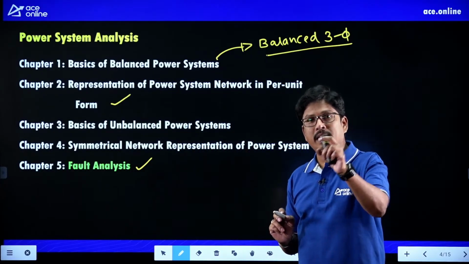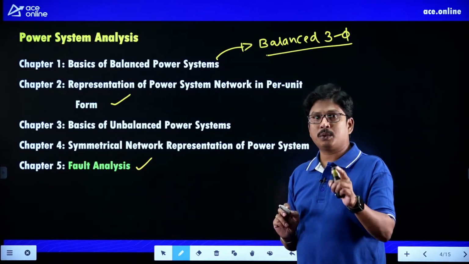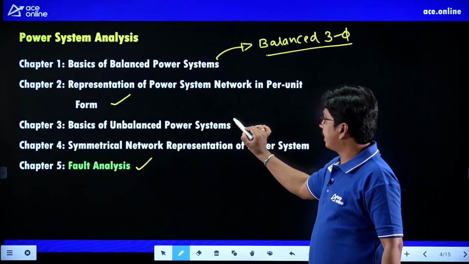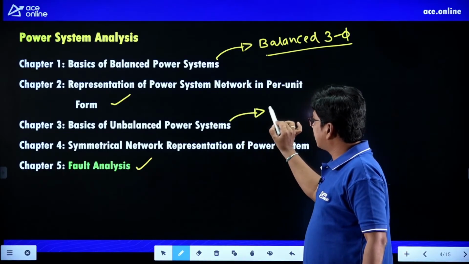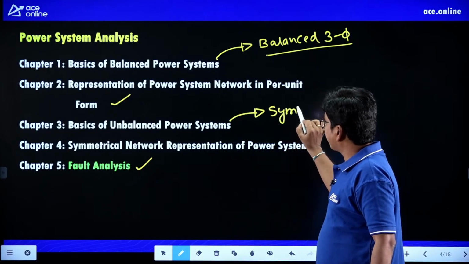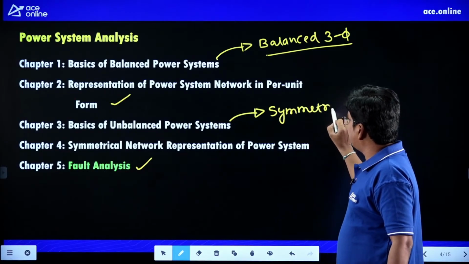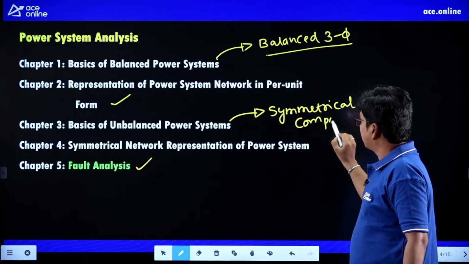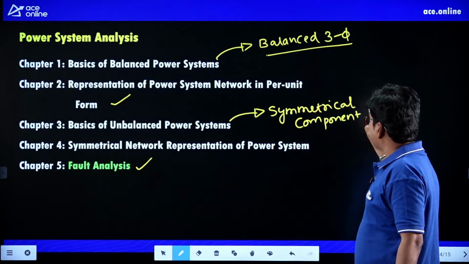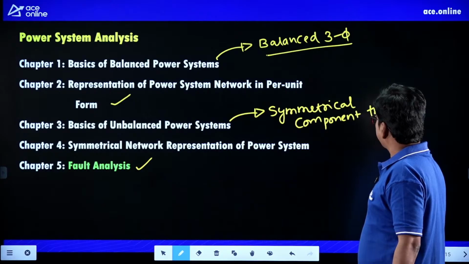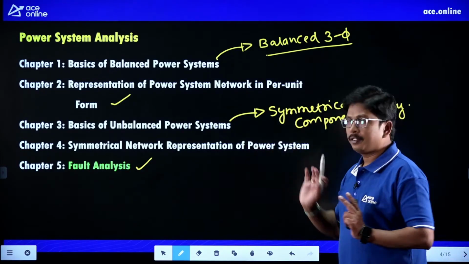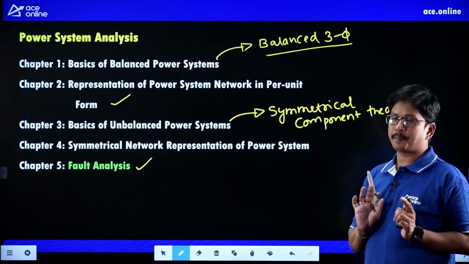In the basics of unbalanced power system, students, we have to understand the symmetrical component theory. Here we can understand the symmetrical component theory, which is used to analyze the faulted power system network, right?